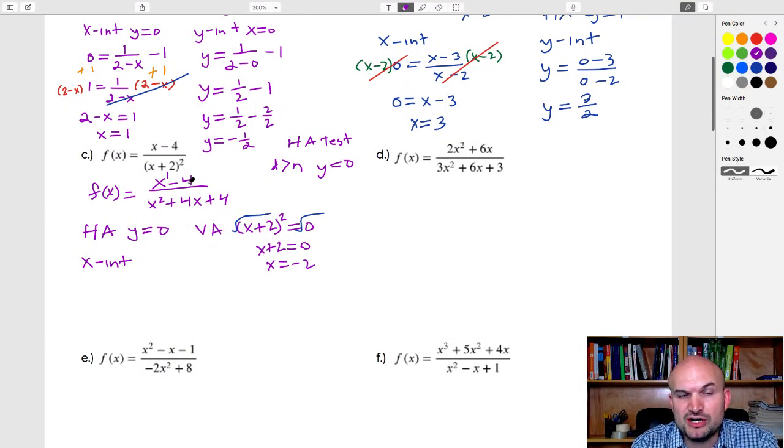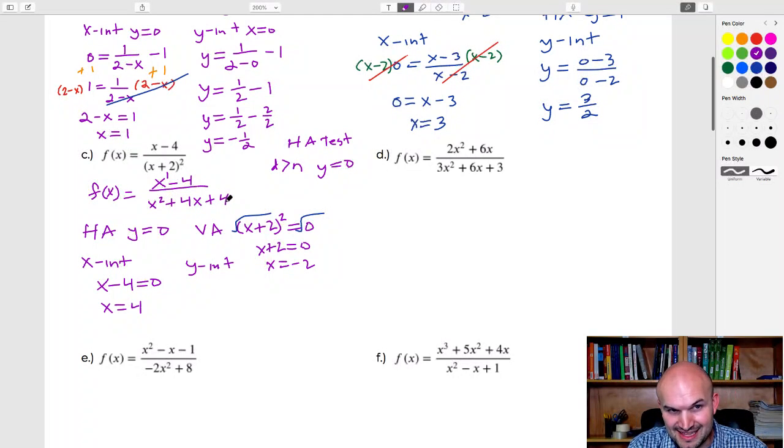Okay, now to find the x-intercepts, again, remember, just take the numerator and set it equal to 0. So x minus 4 is equal to 0, so x is equal to 4. To find the y-intercept, just take the constant over the constant. But again, that's not the constant. This is the constant. So it's negative 4 over positive 4, which is y equals negative 1. All right, on to the next one.